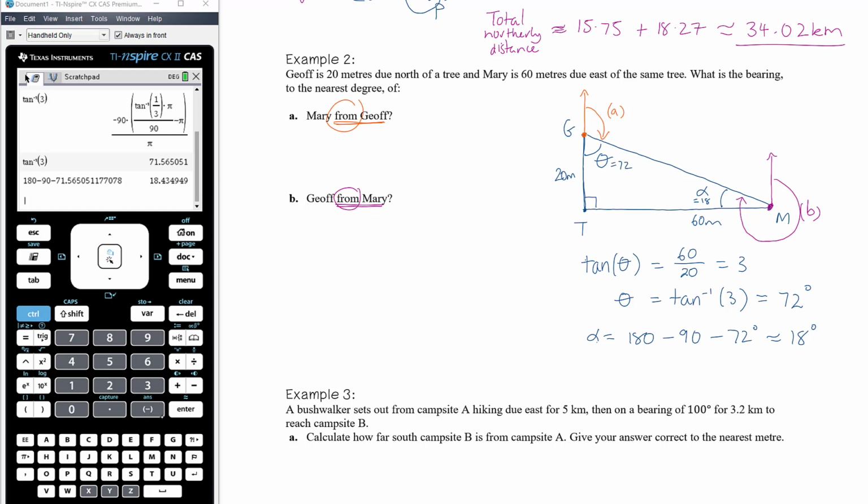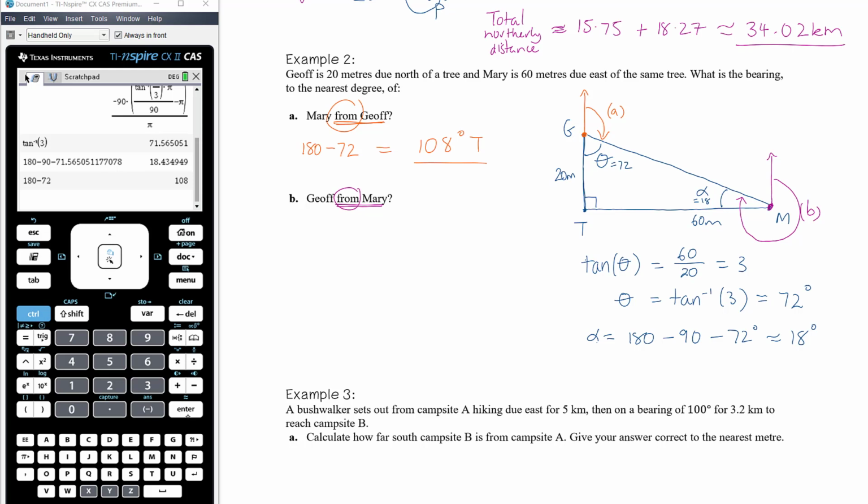Okay, so now we should be able to find the bearings. So the bearing of Mary from Jeff is this orange angle up the top here, and that's going to be 180 degrees minus 72 degrees. So 180 minus 72 should be 108, so the bearing is 108 degrees true from Jeff to Mary.